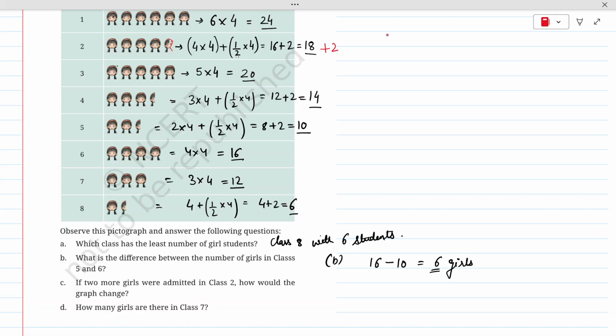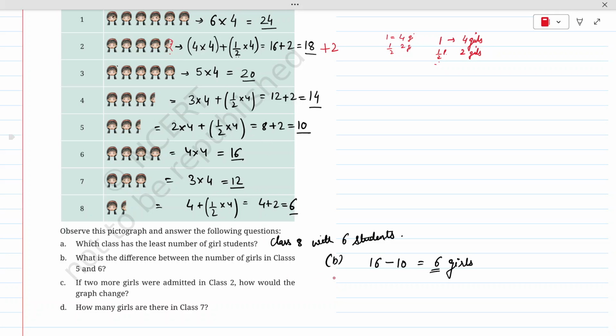Since for one complete picture we have 4 girls, if we are adding 2 girls, it means we are adding half to the picture, right? You got this? We are given that one picture corresponds to 4 girls and we are asked to add 2 girls now. Means we are asked to add half a picture. And already half a picture is there.